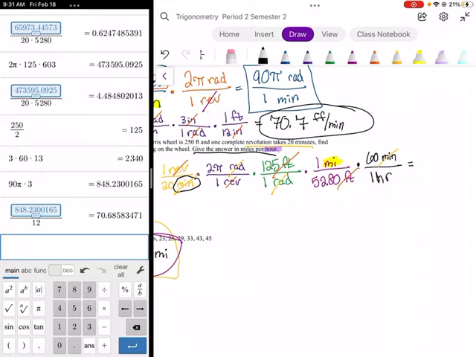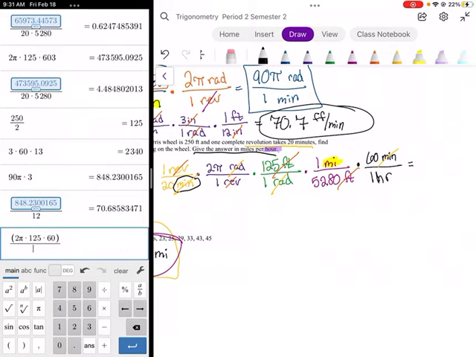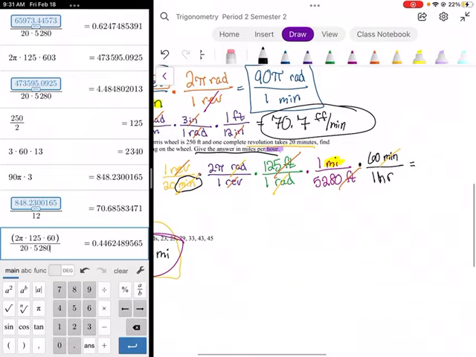Once you have that, we can type it into our calculators and get our answer. So I'm going to take 2 pi times 125 times 60 on top. And you don't have to include all the ones. If you want to, you can. And then on the bottom, we're going to have 20 times 5,280.